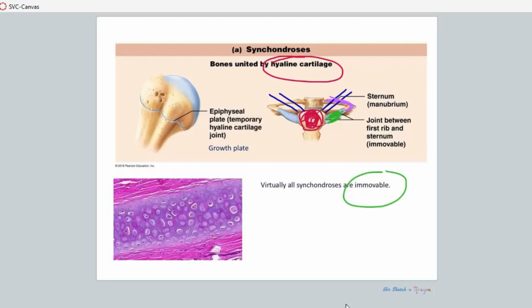Another place we find a hyaline cartilage joint is in what we call our growth plate. And we'll talk about this process here, but this is your growth plate. That's hyaline cartilage. And during infancy, childhood, and puberty, this is what allows the long bones to grow. There's a nice band of hyaline cartilage there.